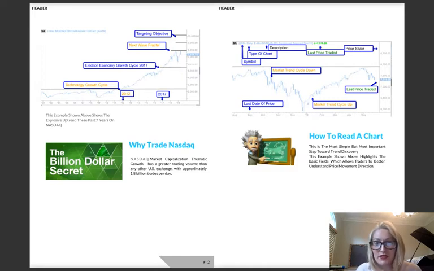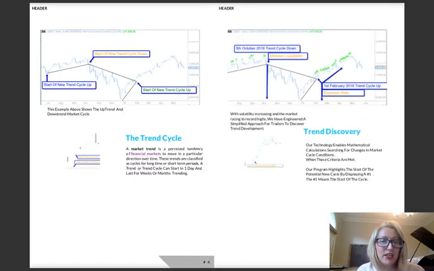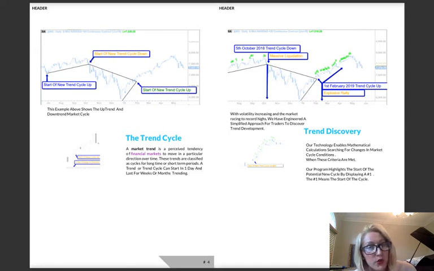So the next terminology is the market trend cycle up. This is a market trend cycle going down, clearly going down a hill and up a hill, right? Okay, next page. Trend cycle. It's important to know what a trend is so that you understand some of the lingo and definitions in the trading world. A market trend is a perceived tendency of financial markets to move in a particular direction over time. These trends are classified as cycles for long or short-term periods. A trend or cycle can start in one day and last for weeks or months.